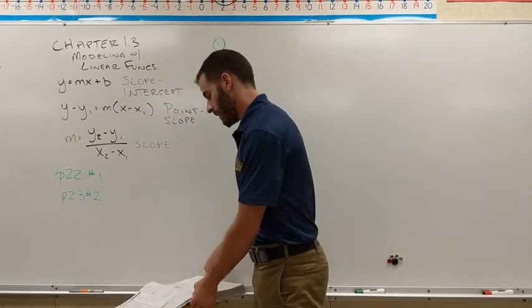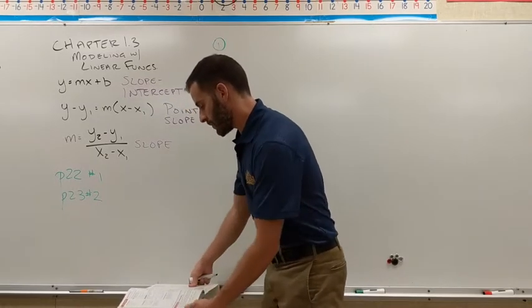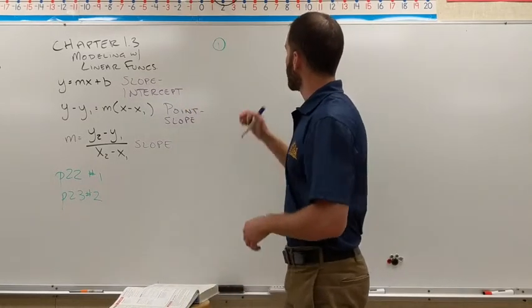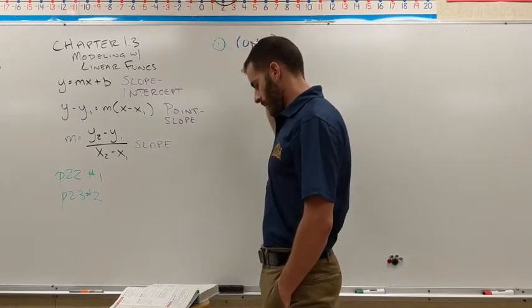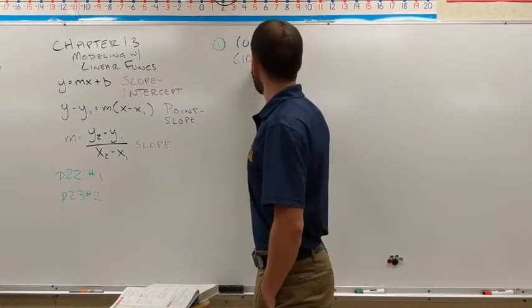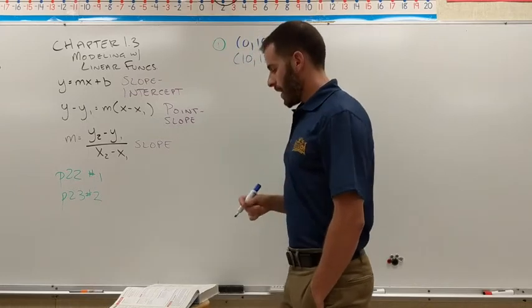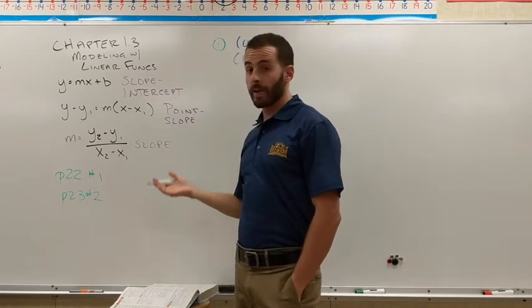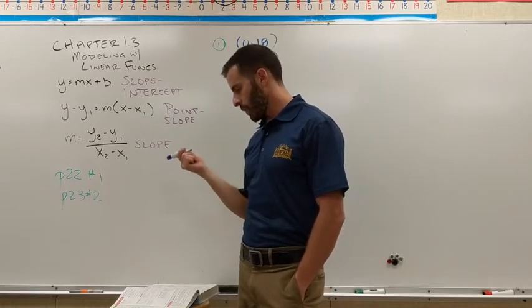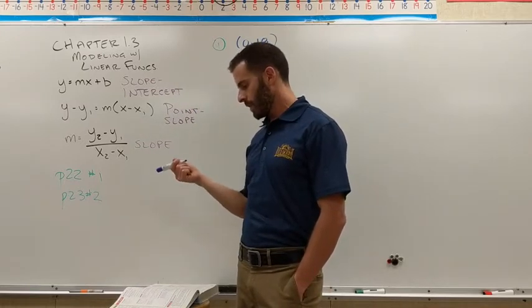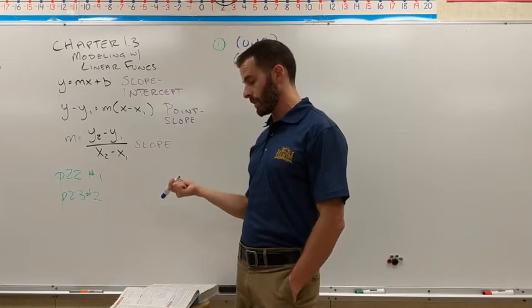So number 1 at the bottom of page 22 gives us a graph with these 2 points. We have (0, 18) and (10, 15). And it asks us to write an equation of the line, and interpret the slope, y-intercept, and what's the balance after 36 payments.